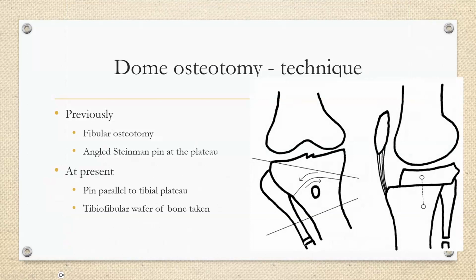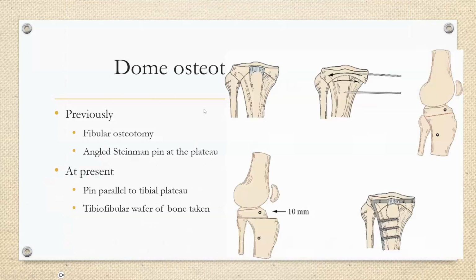And then fibular osteotomy is also invariably needed. At present, this is the technique being followed as per a paper published in 2019. The first pin is placed parallel to the plateau and the second pin is placed using a goniometer, and then the correction is achieved and fixed with definitive fixation.